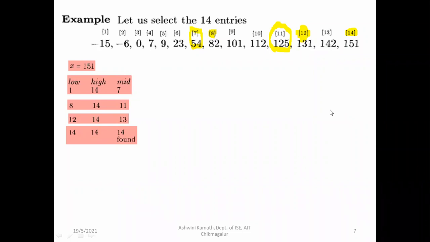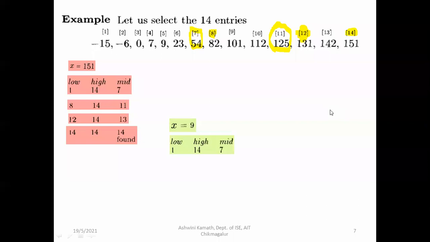First, the element with 54, that is position 7. Second, the element with 125. Third, the element with 142. And fourth, the element with 151. Right? So these are the 4 comparisons. Okay, 4 comparisons. Let us consider another example.